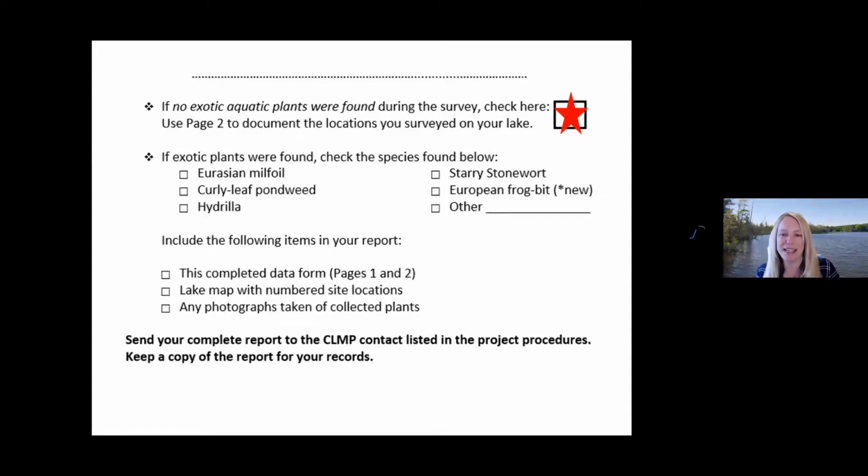If you did find invasive plants, here's a place where you check the box of what species you found: Eurasian milfoil, curly-leaf pondweed, and so forth. There's also a spot to write any other invasive plants that you want us to know about. Maybe you found something off the watch list that isn't one of our big 5 plants. Please write that in there. Then there's a reminder of what to include with your report: the completed data form, the lake map, any photographs of collected plants, and then it reminds you to send it in to us.